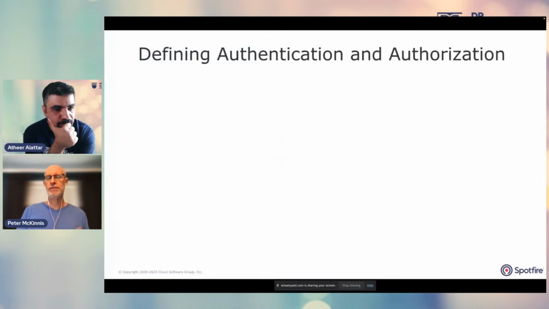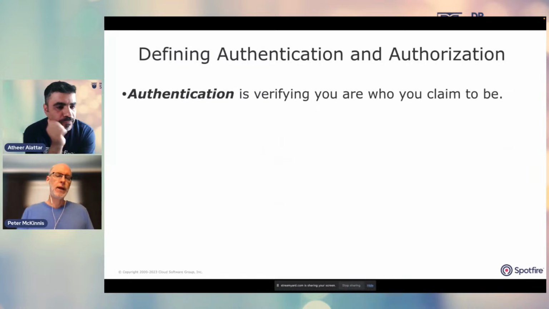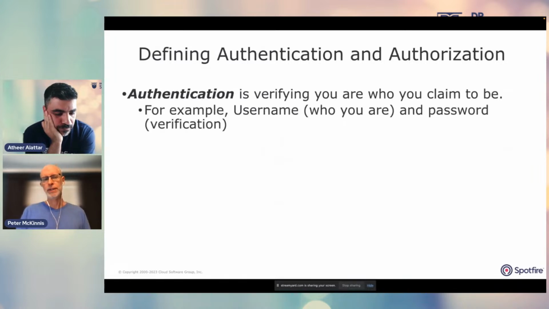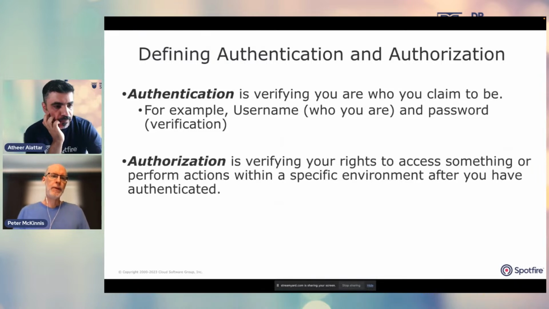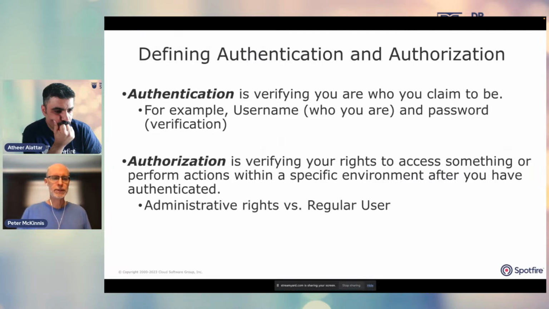First off, I want to define authentication and authorization so we understand what we're talking about. Authentication is verifying you are who you claim to be. For example, a username and a password will verify that you are who you say you are, because it's something you know. And authorization is verifying what you can do within the environment. Once you're authenticated and your identity is confirmed, authorization determines what you can do, what you have access to do, and what you have access to see. That's like an administrative versus a regular user.